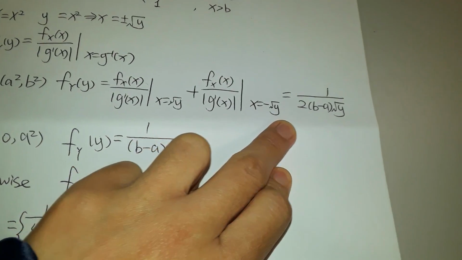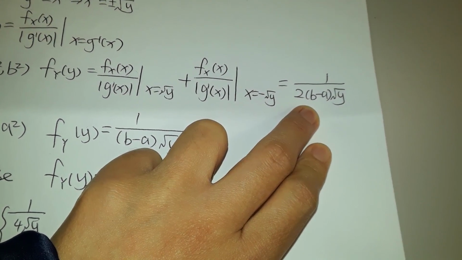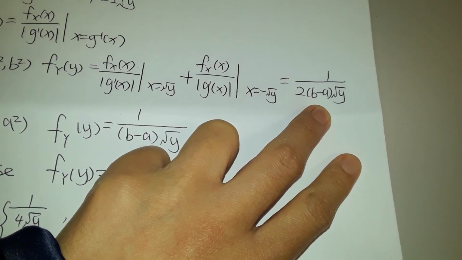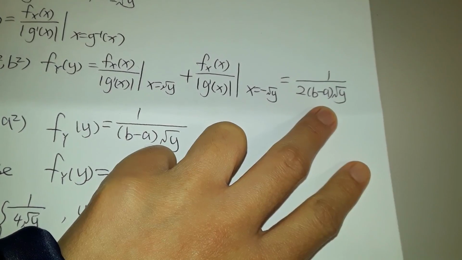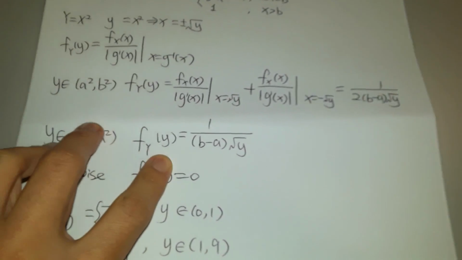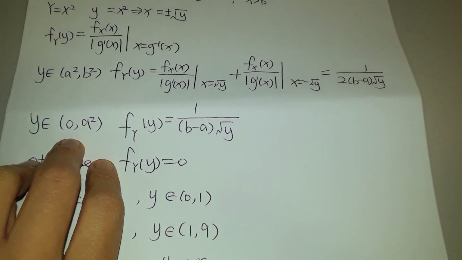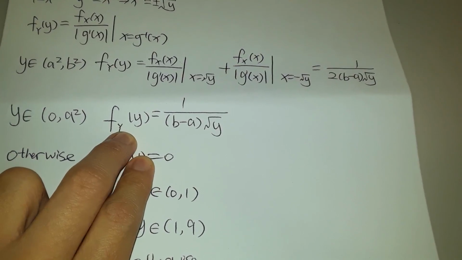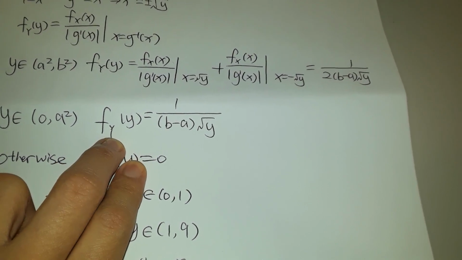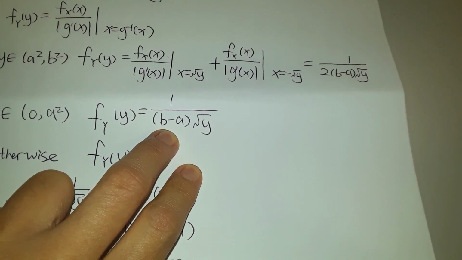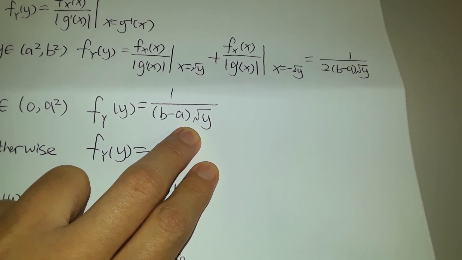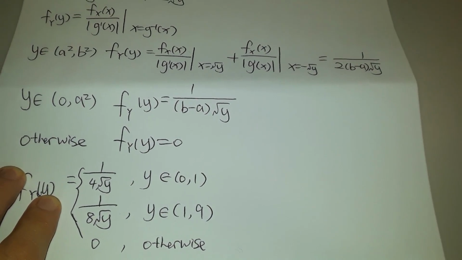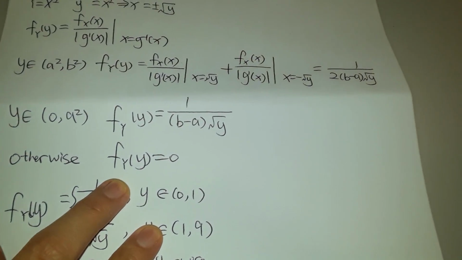And the answer is 1 divided by 2 times (b minus a) times square root of y. And now let's consider when y is ranging from 0 to a squared. The density function f_Y(y) equals 1 divided by (b minus a) times square root of y. And in other conditions, f_Y(y) equals 0.